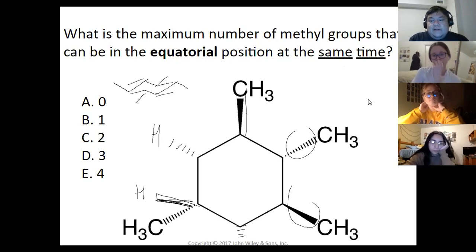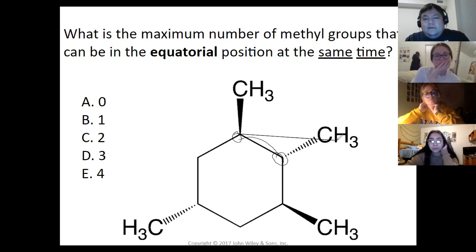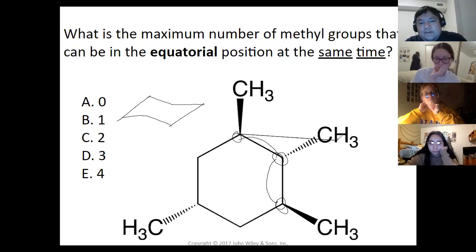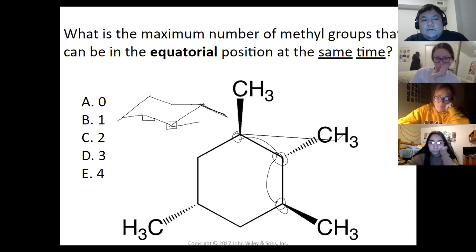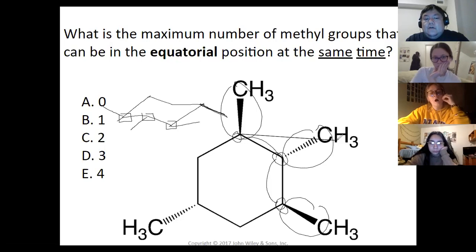Melissa, I see you're trying to wrap your head around that. Yeah, I don't know where three came from. Well, what's true as I go from carbon to carbon to carbon? My equatorial position is going down like this on this carbon here. Which way is my equatorial going here? It should be going up. What about here? Down. And here? Up. So as I alternate, they change: wedge, dash, wedge, dash, wedge, dash, wedge, dash. This should be a wedge, right? If it's going to alternate, dash.